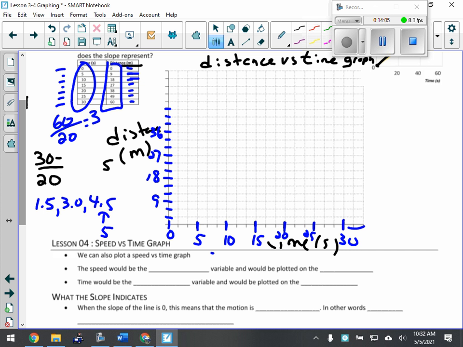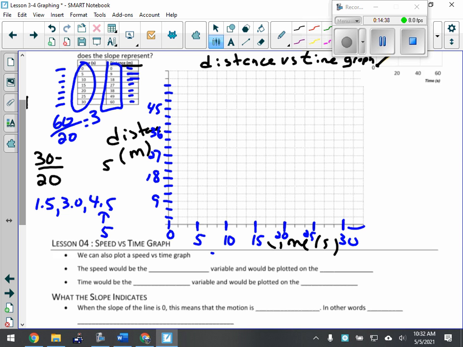39, 42, 45. 48, 51. No, wait. I screwed that up, didn't I? Did I? 48, 51, 54. Do I have enough squares here? Or did I screw up my 1, 2, 3, 4, 5, 6? Oh, no, I did. What did I do here? What did I mess up? Did I mess up something?